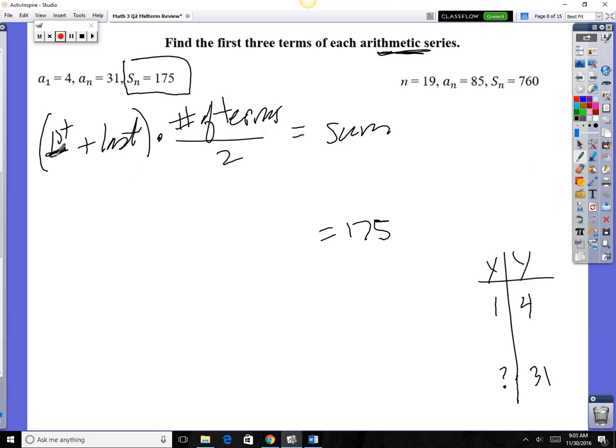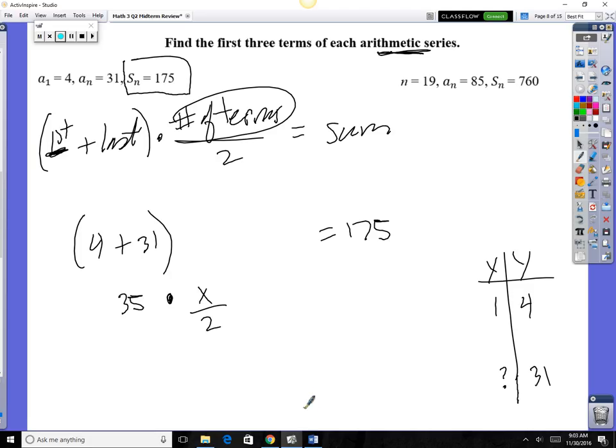The first one is 4 plus the last one. The last one is 31. So if you add those two together, you're going to get 35. Okay, you need to times that by how many numbers are in that list, and that is what we don't know. So it's going to look like this: 35 times x divided by 2 equals 175. Now solve for x, so start unraveling stuff.